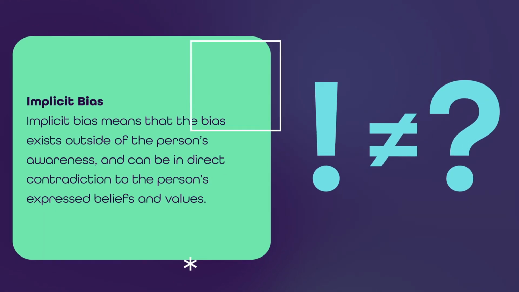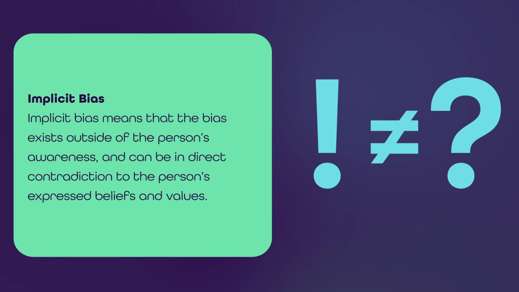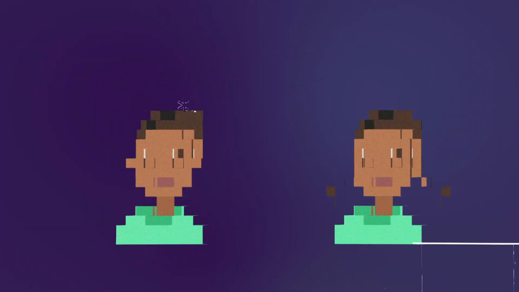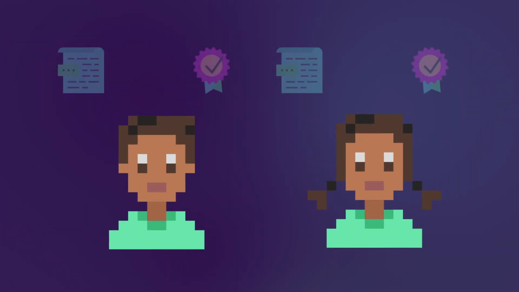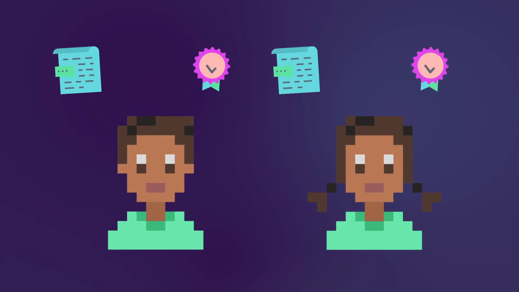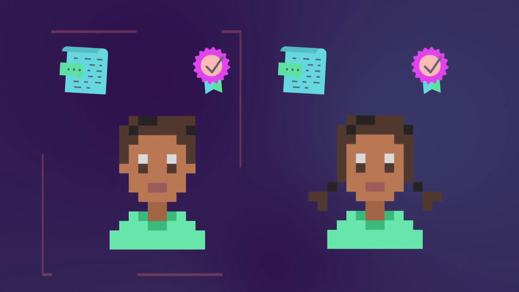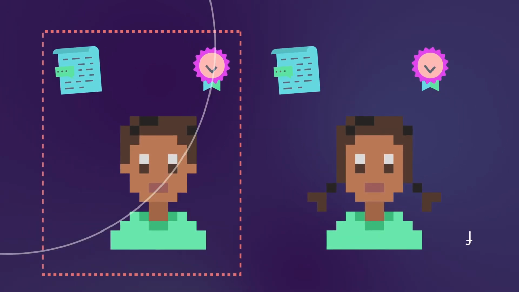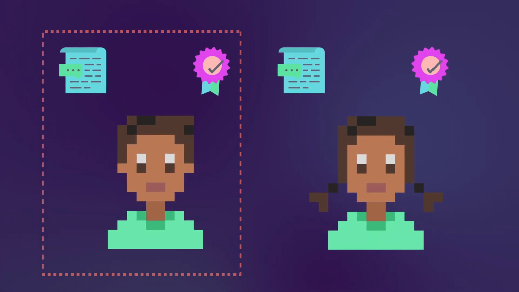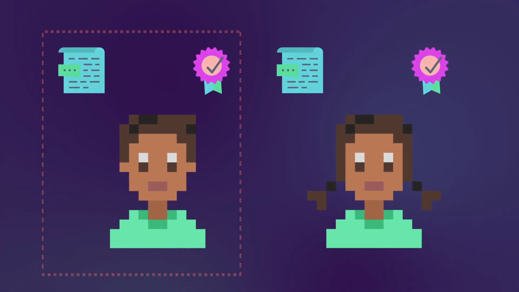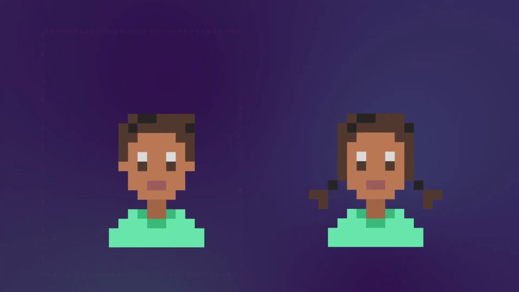This can be dangerous because the bias exists outside the person's awareness and can still affect their behavior. There are 2 applicants to a job who have identical credentials, and the only difference is that one's a male and one's a female. Let's say that the employer is a male, and he decides to hire the male candidate. Even though both candidates are equally qualified, gender bias may have indirectly influenced the employer's decision.